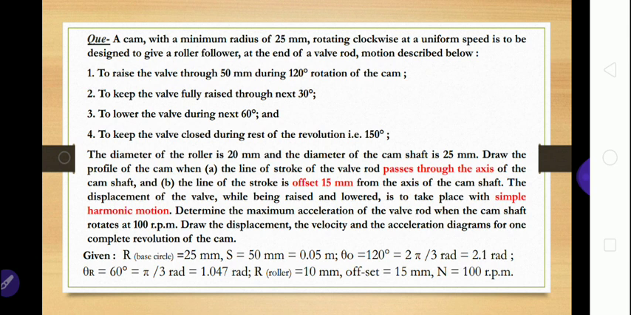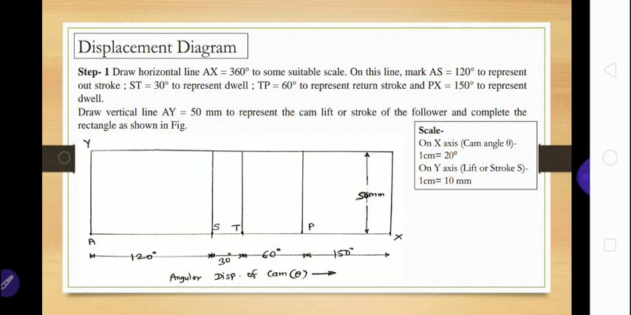Draw the displacement, velocity and acceleration diagram for the one complete rotation of the cam. So we have to also draw here the displacement, velocity and acceleration diagram for that complete one rotation of the cam. After writing given data, we'll first start with the drawing of the displacement diagram. So our first step is to consider one of the scale so that we can draw the angular displacement of the cam on x-axis.